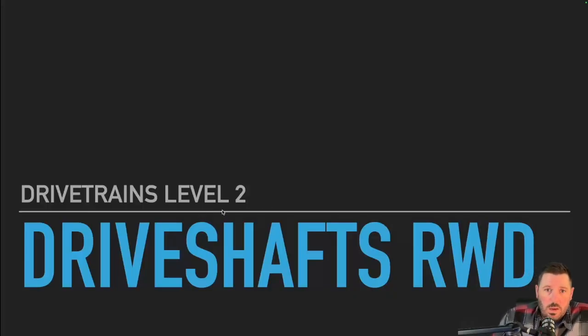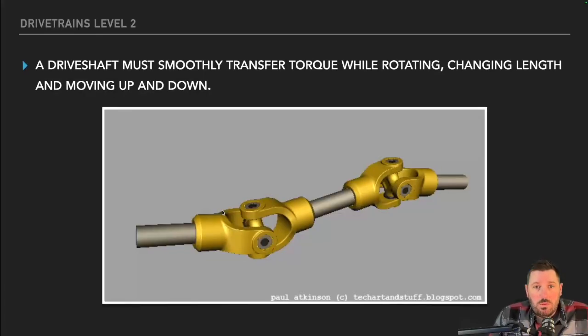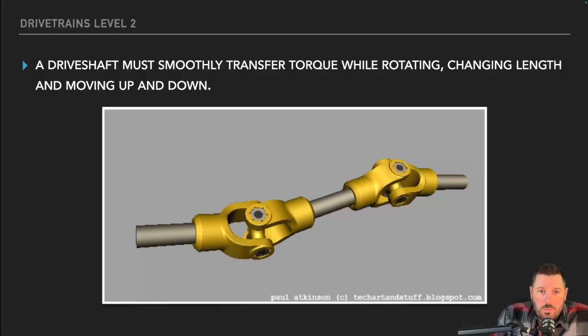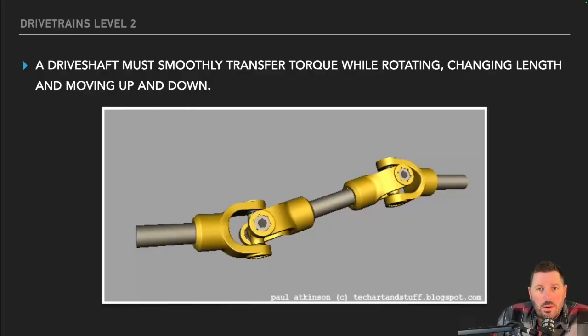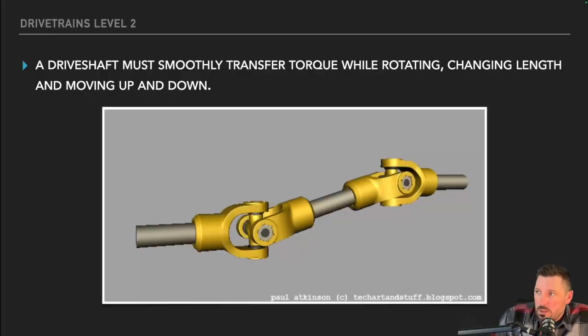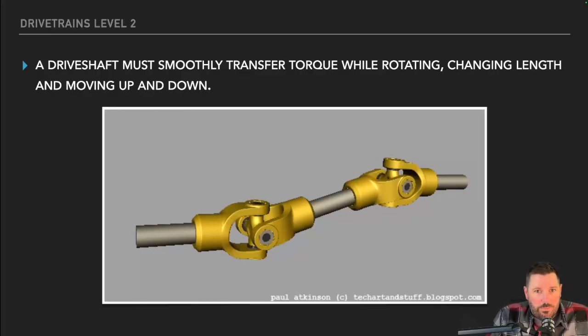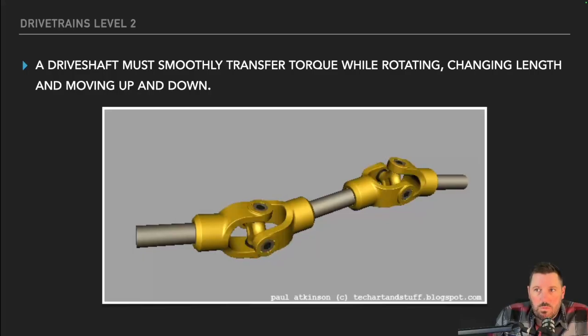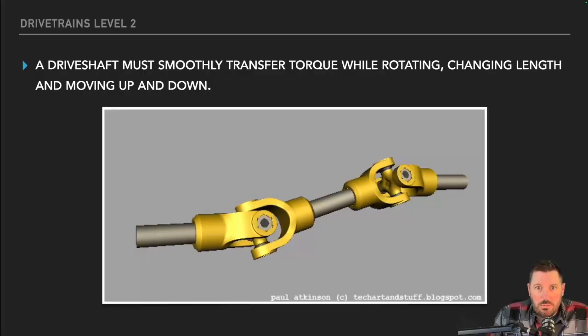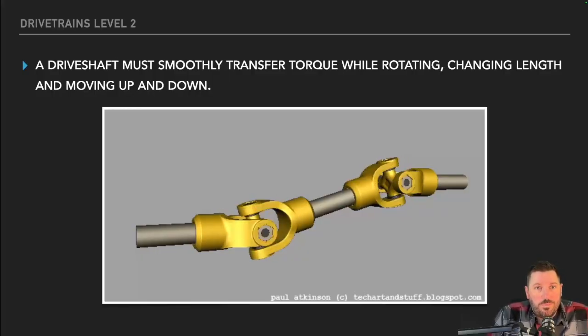I hope it works. So yeah, drive shafts level 2, and we start off with what comes out of the transmission, right? You see this rotating shaft with two crosses or two components that are going to allow it to have an angle. And it says the drive shaft must smoothly transfer torque while rotating, changing the length, and moving up and down, which is what it does. That suspension movement is imperative for the drive shaft. We need to allow that to move. Otherwise, it's going to be a rigid piece of rigid vehicle without that moving, and it would not be comfortable at all.